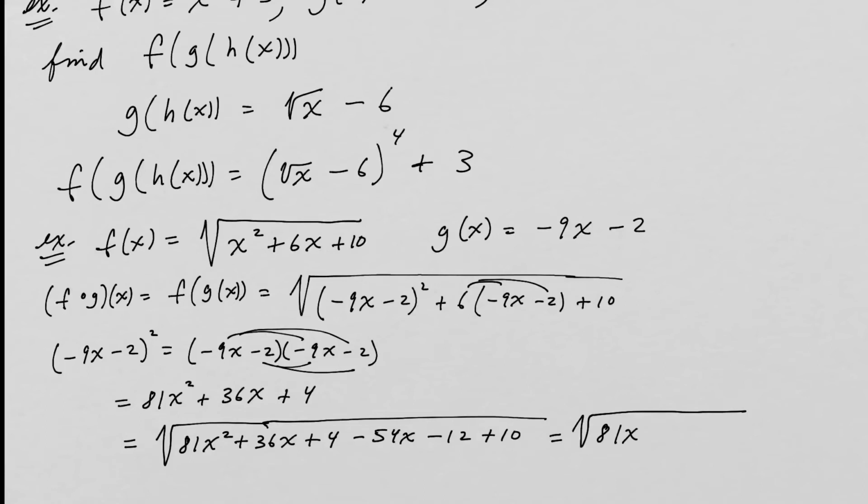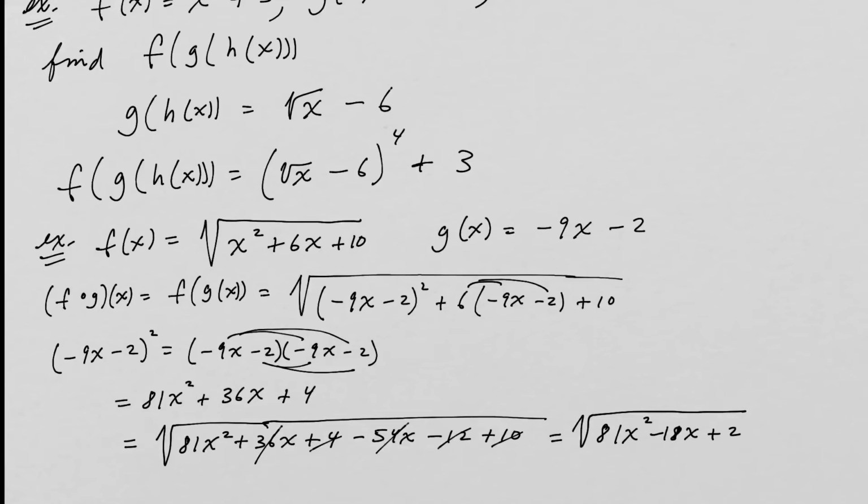square root of 81x squared. 36x minus 54 is negative 18, so negative 18x. And if I combine the constants, I have positive 4 minus 12 plus 10. That's going to be a positive 2. So that would be my answer. So f of g of x, in this case, is equal to the square root of 81x squared minus 18x plus 2.